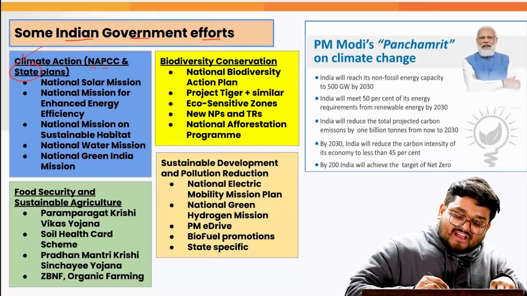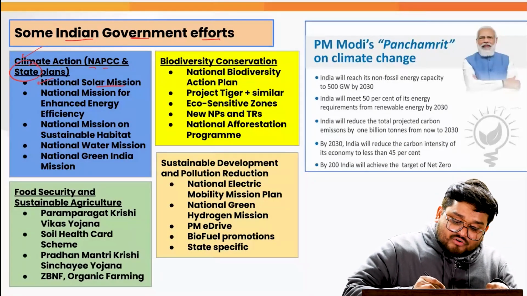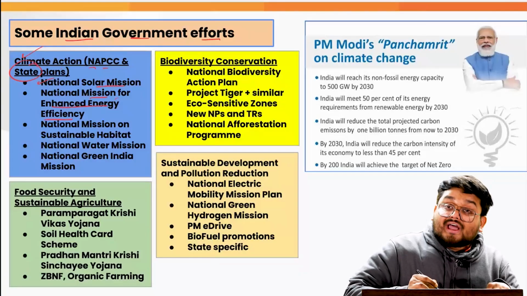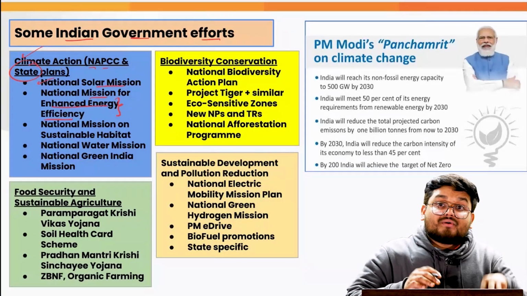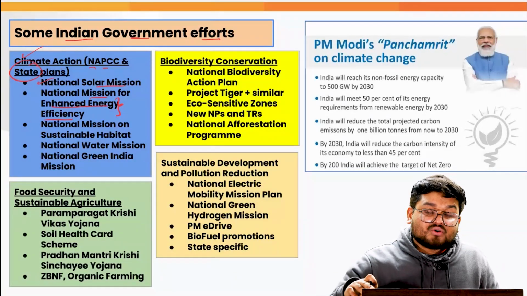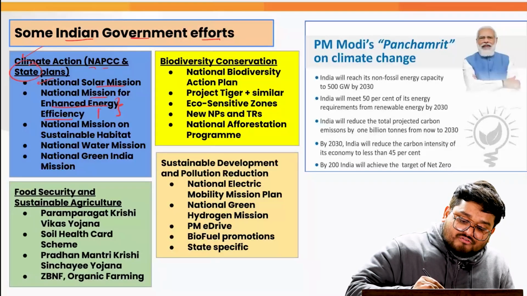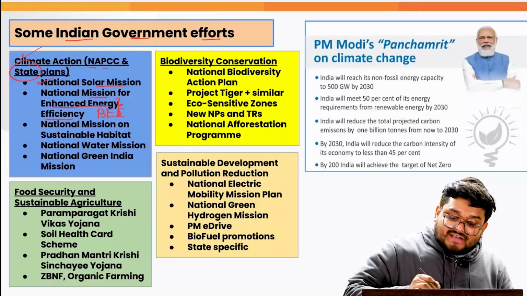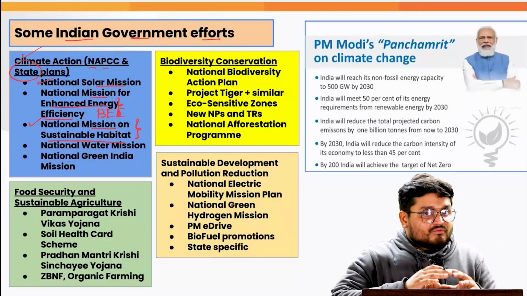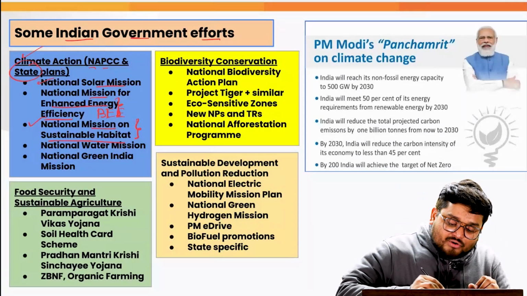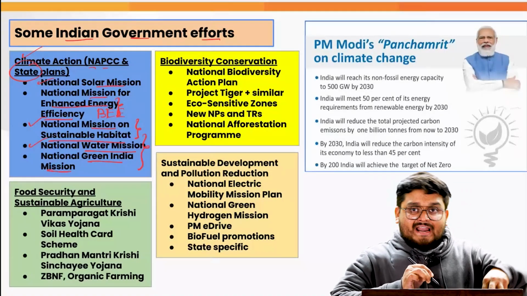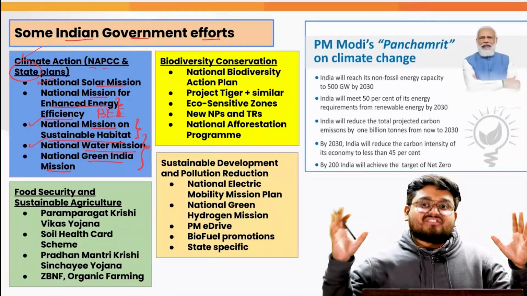Among which we have the National Solar Mission, National Mission for Enhanced Energy Efficiency to conserve energy, and also have proper building codes, electricity codes, operated by the Bureau of Energy Efficiency. We have the National Mission on Sustainable Habitat to have proper amount of urban areas which are sustainable, correct? We also have the National Water Mission and the National Green India Mission to take care of water and afforestation practices as a national plan.